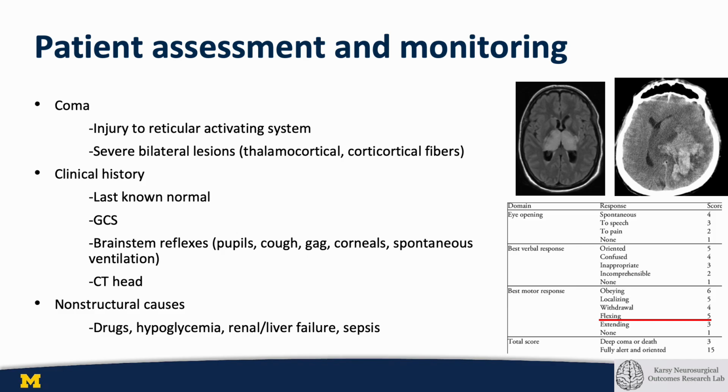And one thing to note on the Glasgow coma scale here, I've drawn a red line which distinguishes between flexing and extending. That's thought to be an injury at the level of the red nucleus, which changes a patient from a decorticating to a decerebrating posturing position. And here are several examples of severe bilateral thalamic injury or cortical injury, which would result in a comatose state for a patient.